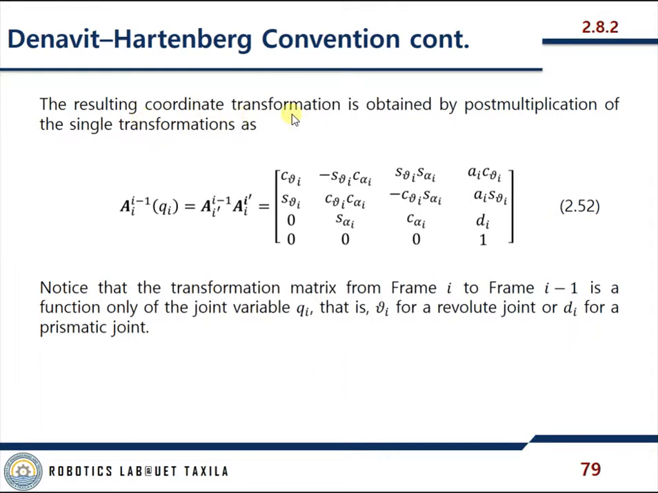And the resulting coordinate transformation is obtained by post-multiplication of the single transformations, like this. So here first we move from I to I dash, then from I dash to I minus 1. So overall I to I minus 1. Notice that the transformation matrix from frame I to frame I minus 1 is a function only of the joint variable qi. That is theta for a revolute joint, or di for a prismatic joint. So we have this kind of relationship.